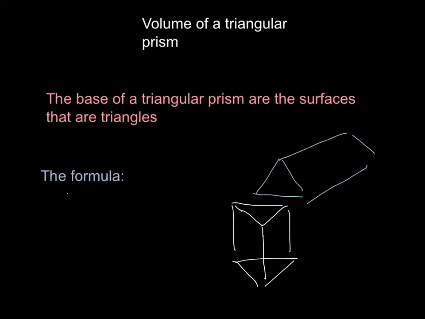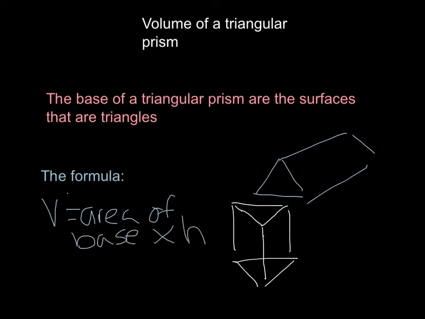So solving for volume of a triangular prism, the formula that you need to know is that volume equals area of the base multiplied by its height. All you have to do is solve for the area and then multiply it by the height. You need to remember the formula for the area of a triangle. The formula for volume again is area of the base times the height, and we know that the area of the base is going to be the area of a triangle.